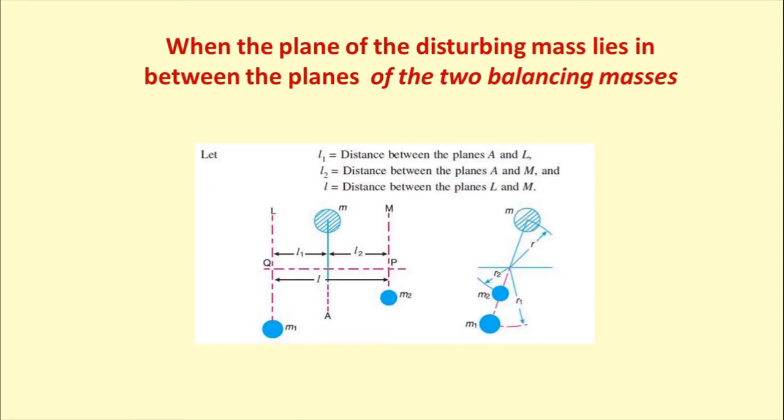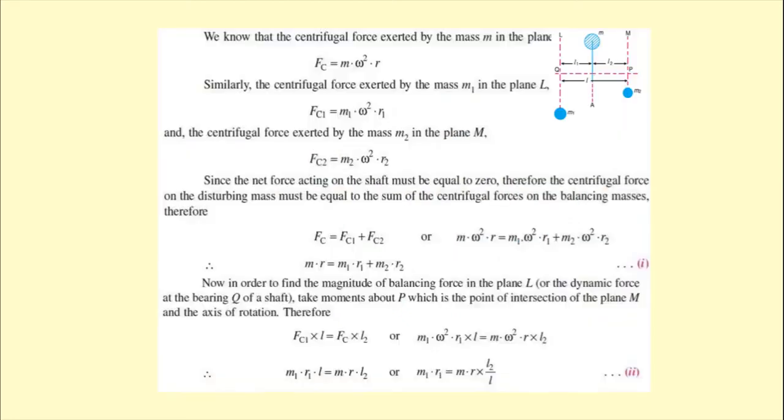Important thing to note is that for M1 the radius of rotation is R1, and for M2 the radius of rotation is R2. That is very important.